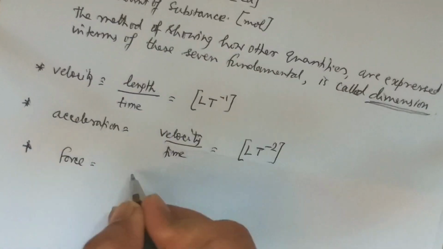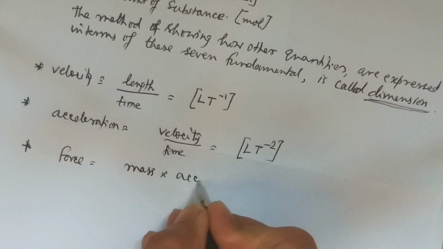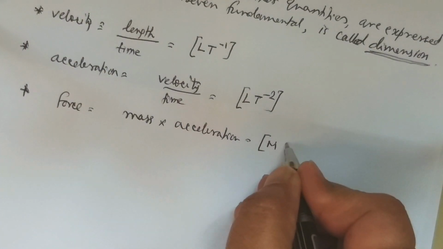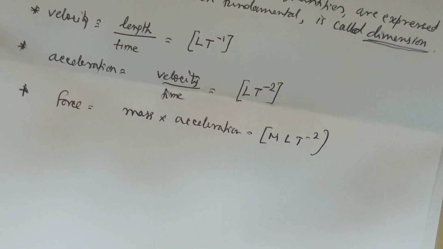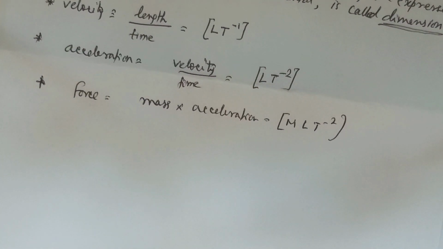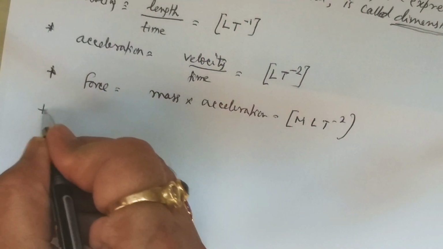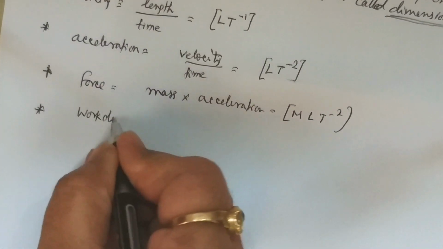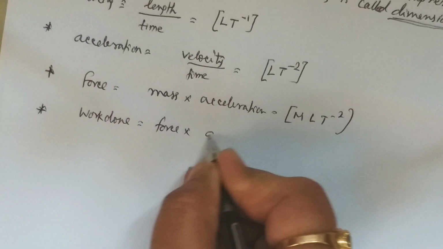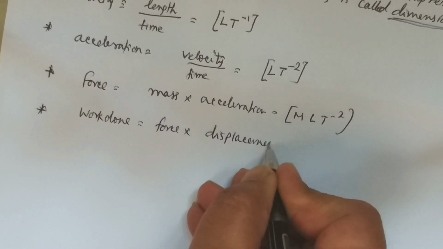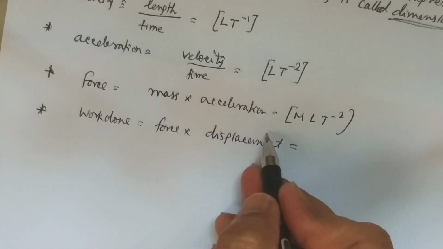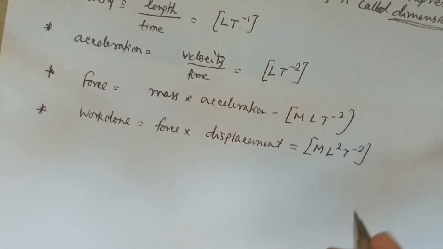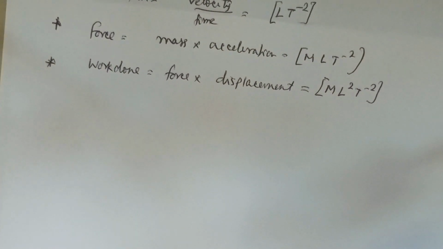So we have force. Force is equal to mass into acceleration. So we just attach one M here. So it will be MLT^-2. That will give you the idea of this force as mass into acceleration. Let us quickly move ahead and have a quick revision of these dimensions. Then work done. You need to know the definitions. Work done is force into displacement. Force into displacement. So displacement means another length, is it not? So here it will be equal to ML^2T^-2. This is what work done is.